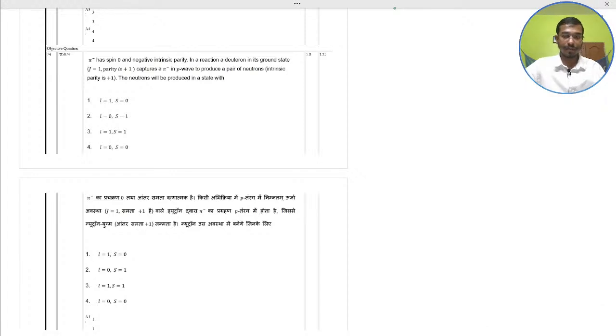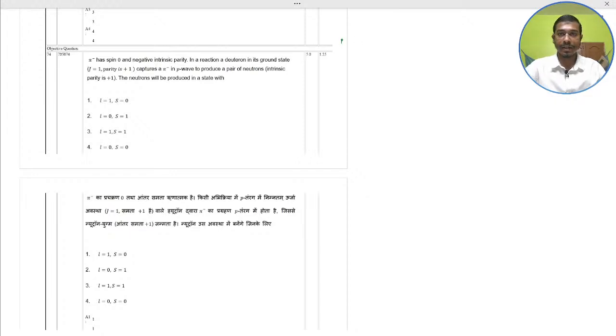Question number 74. Pi minus has spin 0 and negative intrinsic parity. In a reaction, deuterium in its ground state captures pi minus in P wave to produce a pair of neutrons. The neutrons will be produced in a state with L and S values that should be what? This is coming from nuclear and particle physics.